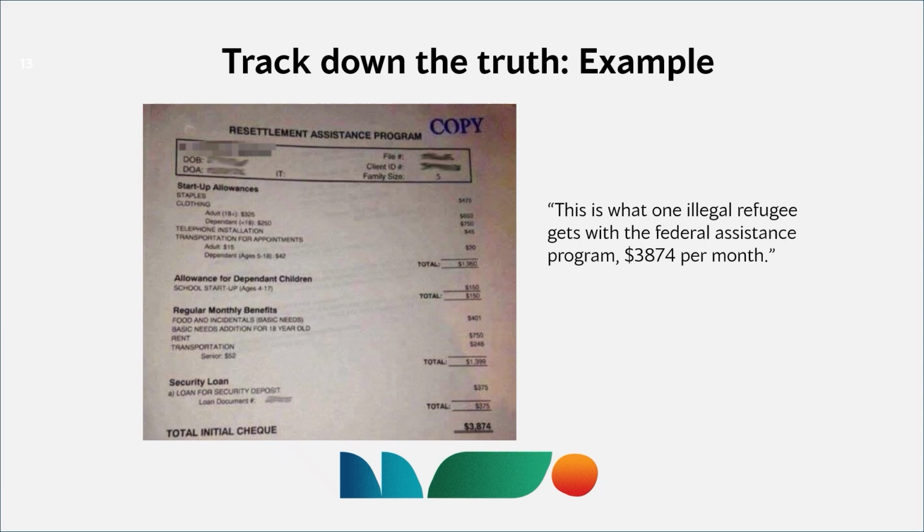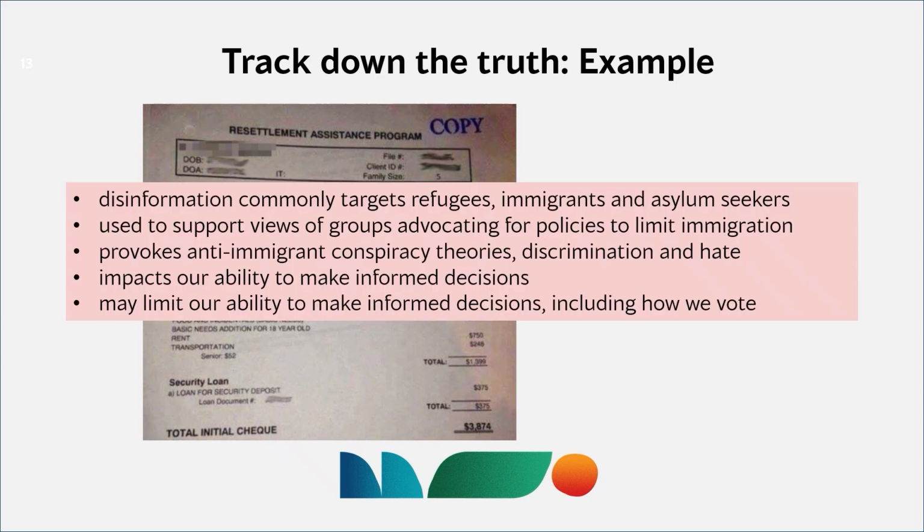To support this claim, they posted this photo of what looks like a breakdown of the benefits paid by Immigration Canada's Resettlement Assistance Program, also known as the RAP program. This program offers financial supports to government-sponsored refugees during their first year in Canada. These refugees are legally entitled to be in Canada. Claims such as these can have harmful human rights-related impacts on refugees, asylum seekers, and immigrants. These include provoking anti-immigrant conspiracy theories, discrimination, and hate.